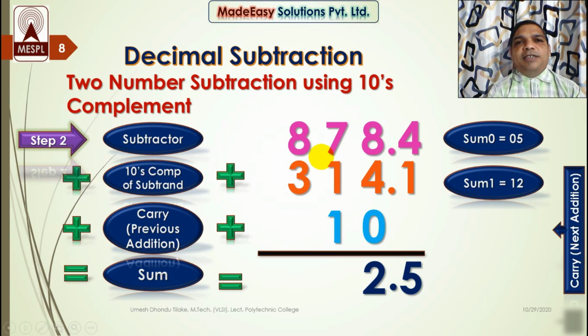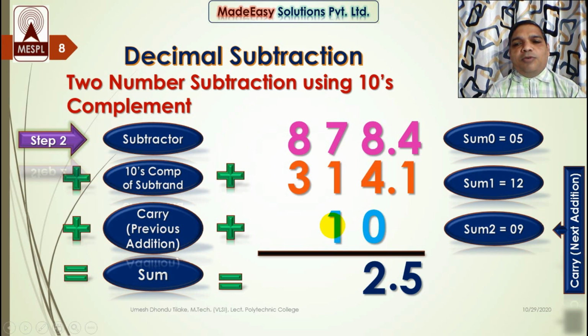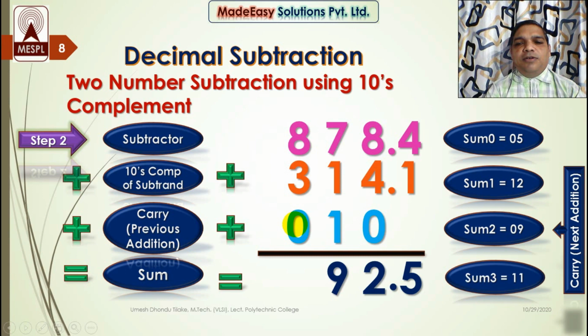Now perform the next digit addition, that is 7 plus 1 is equal to 9. So I will get this result over here. I will put 9 over here and 0 will be the carry for next digit addition. Now perform the MSD addition, that is 8 plus 3 is equal to 11 plus 0 is equal to 11. So I get the result 11 over here. So 1 is the sum over here and 1 is the carry.